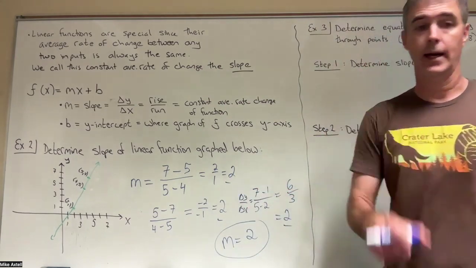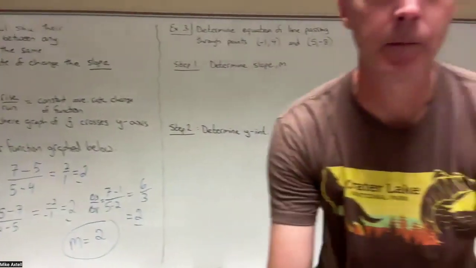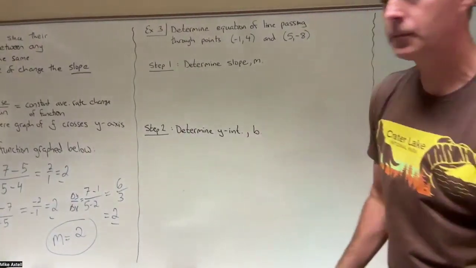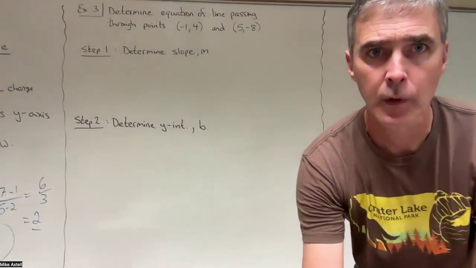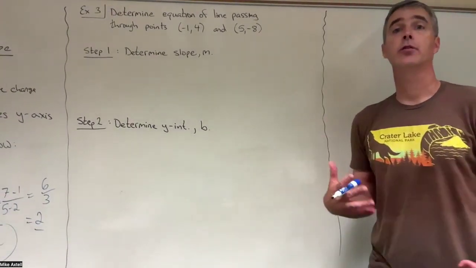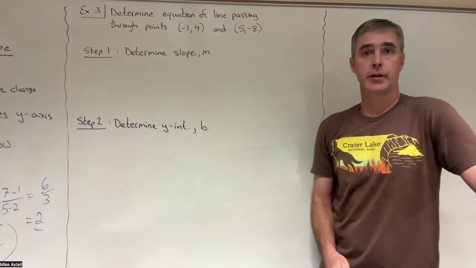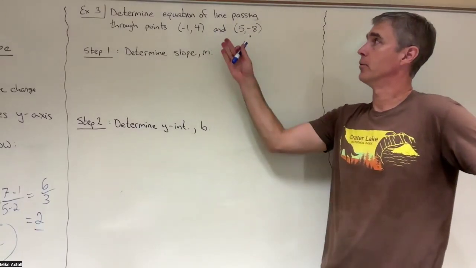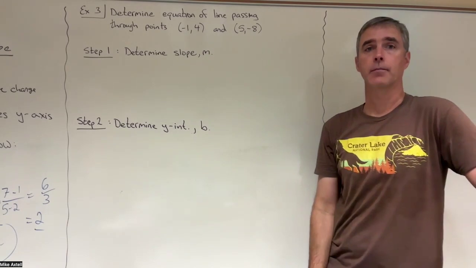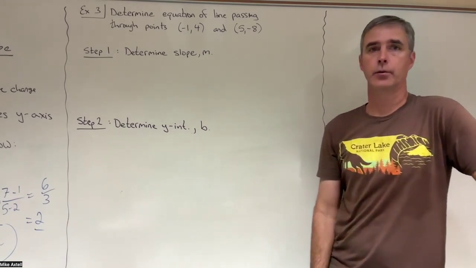All right, last example. Now we're going to do a full-fledged example. Determine the equation of the line that passes through the points -1, 4, and 5, -8. So pause, get that down, and then I'll work through it.